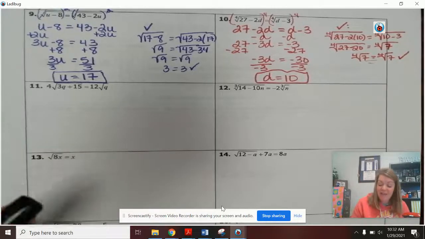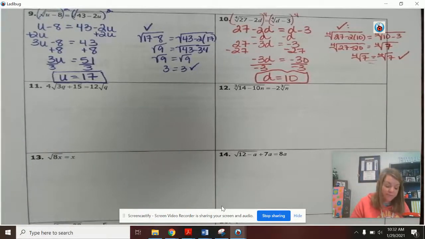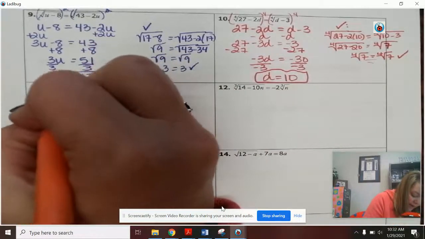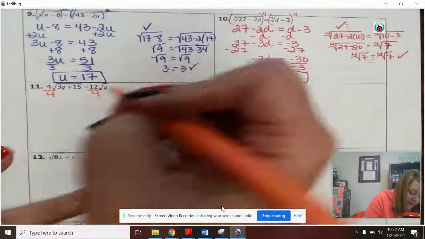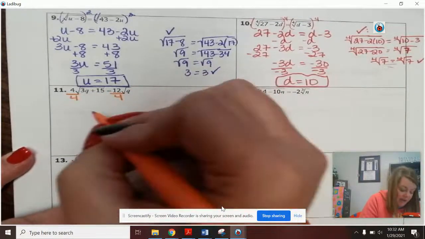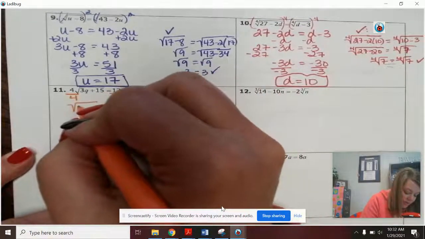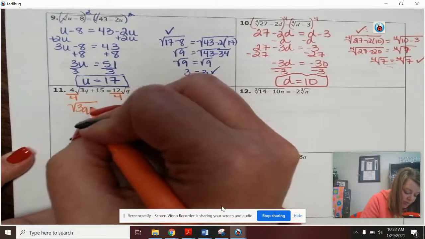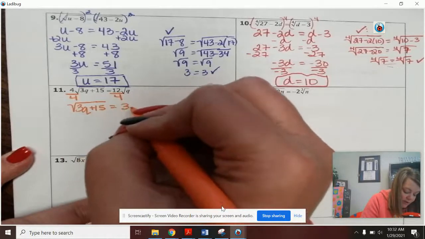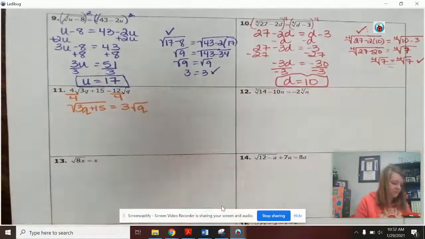So I think the way I'm going to start this one is I'm going to try to divide by 4, and it gets rid of it off the left. I know it doesn't get rid of it off the right, but let's still try that anyway and see where we get to. Okay, square root 3q plus 15 equals 12 divided by 4 is 3 square root q.